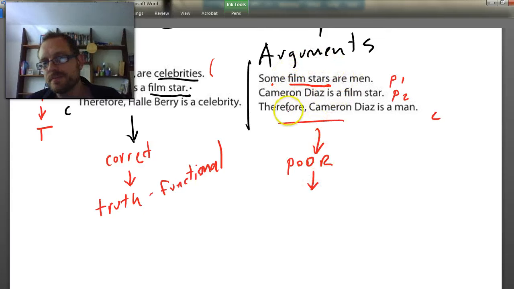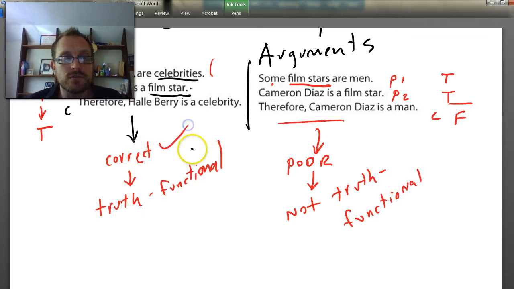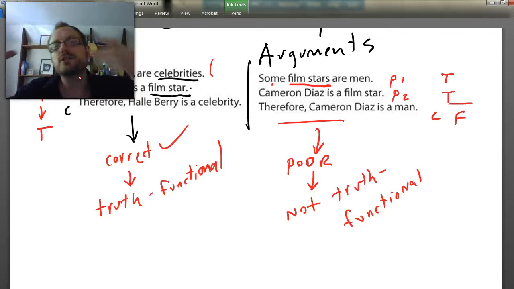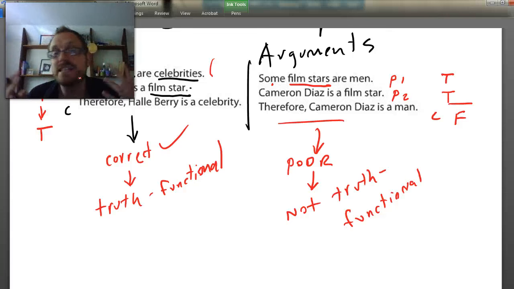Why is it poor? Well, look at the premises. This first premise is true: some film stars are men. Cameron Diaz is a film star. That's true. She's not my favorite film star, but she is a film star. So the premises are true, but the conclusion here is false, which means that this is not truth functional. So an argument that uses a correct form of reasoning is truth functional. It's as if you pour truth into the premises, and a conclusion will always come out that's true. Whereas poor reasoning is when you pour truth in and falsehood comes out at least once.